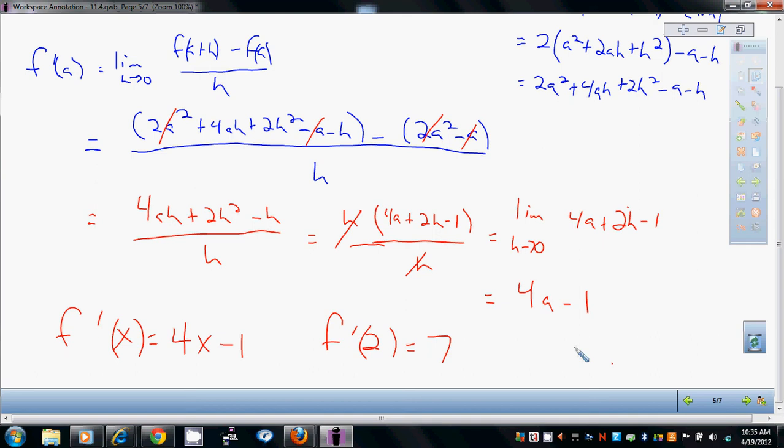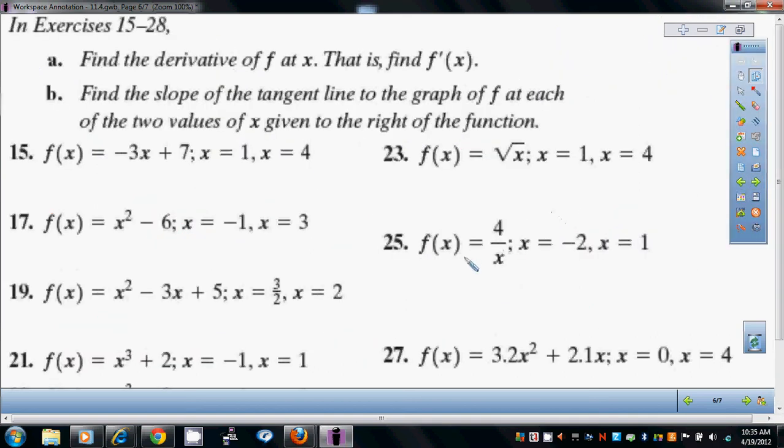Any questions on this problem? The only difference, and it's not harder at all.